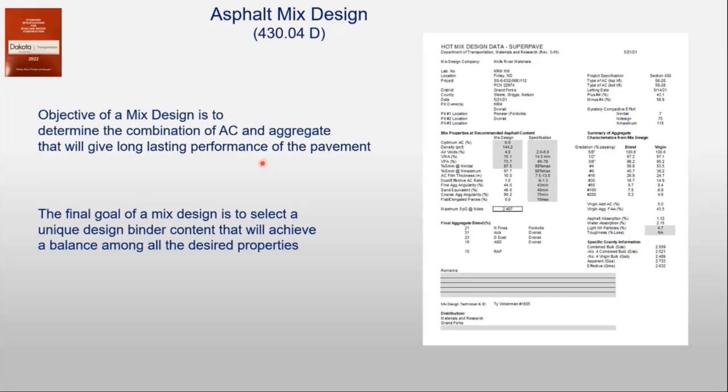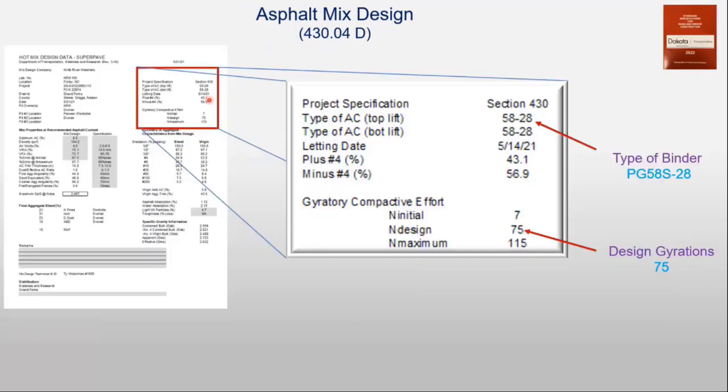The objective of a mix design is to determine the combination of AC and aggregate that will give a long-lasting performance of the pavement. So the final goal is to select a unique asphalt cement binder that will achieve the balance of all these properties we want it to meet. And there are a lot of properties with SuperPave. So I just want to go over a couple of things from the summary here, just kind of highlight them.